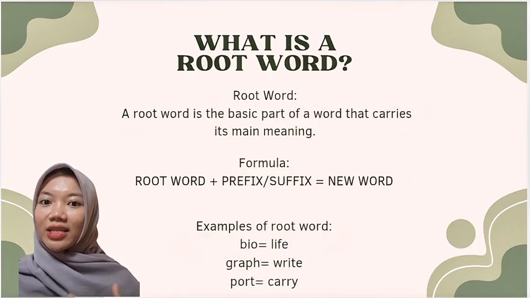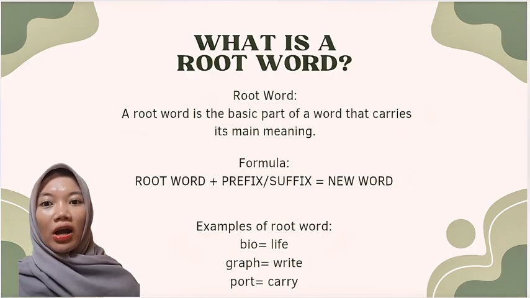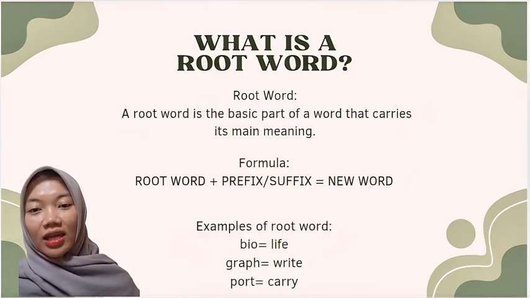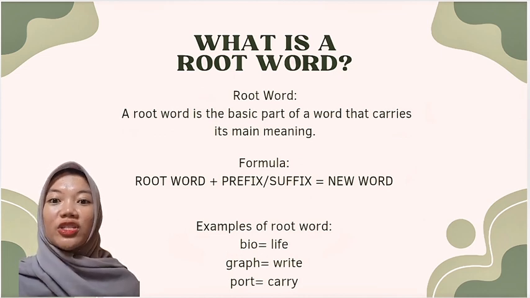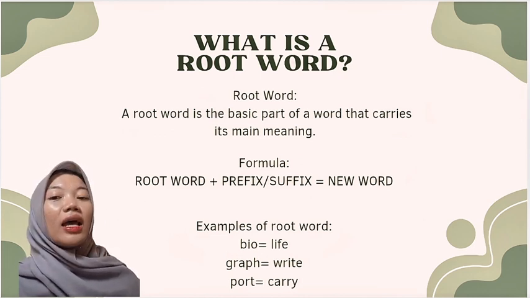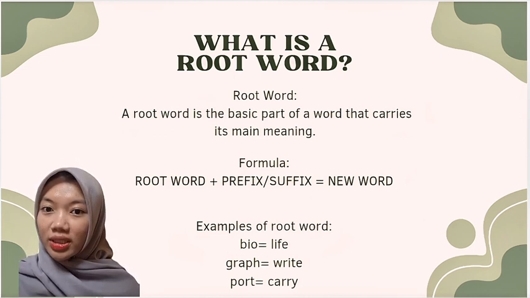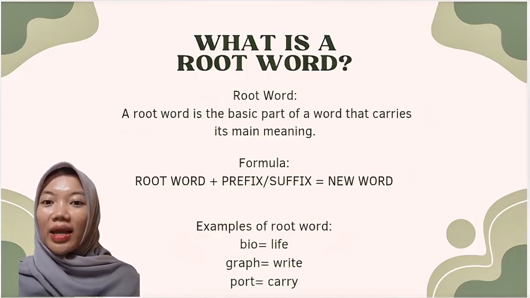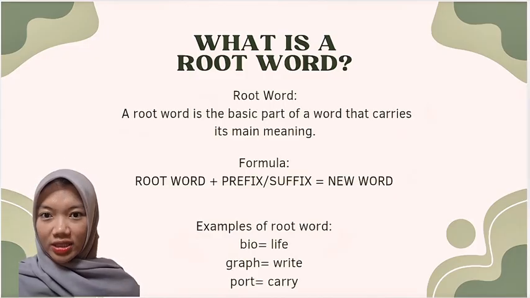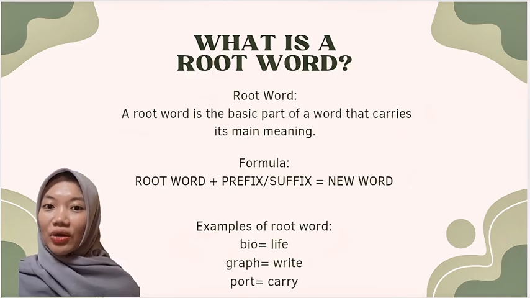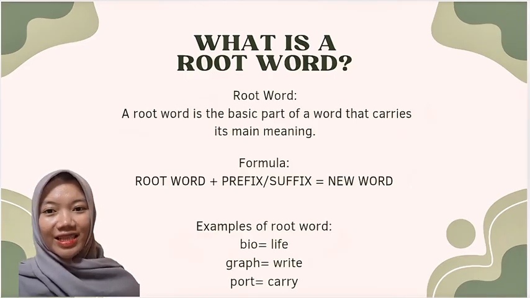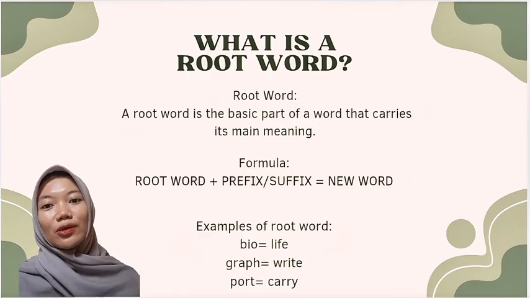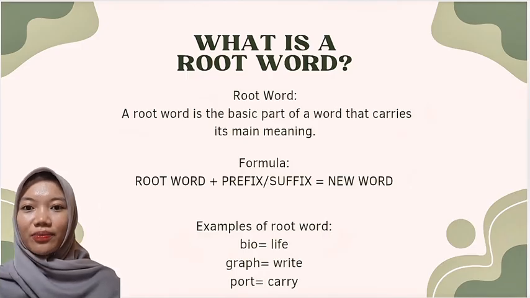So, some examples of root words are, first, bio, which means life, and then graph, which means write, and last is port, which means carry. By understanding these root words, we can understand many related words more easily. Now, let's look at some examples.